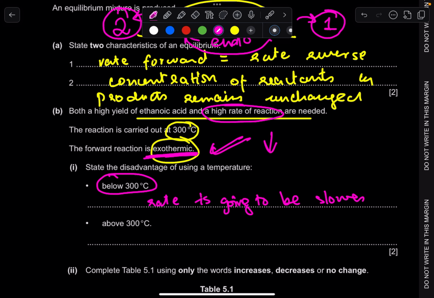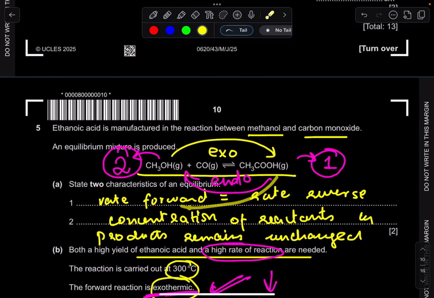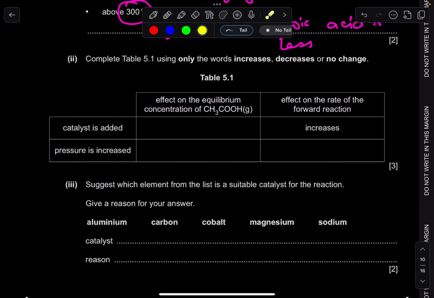The rate is going to be slower above 300 degrees Celsius, and the yield of ethanoic acid is less. How do we know the yield is going to be less? Because this is an exothermic reaction. If it's an exothermic reaction, increasing the temperature would mean that the reaction moves backwards.